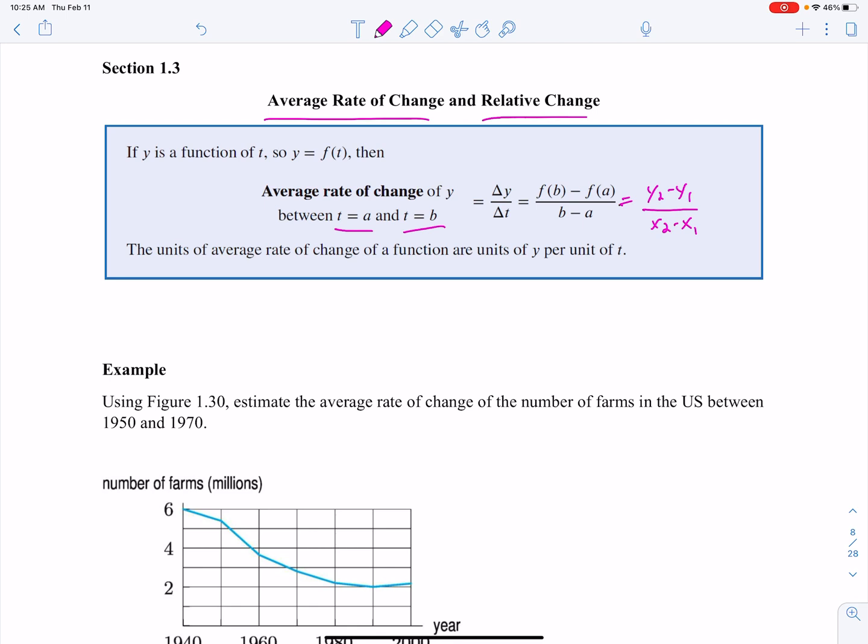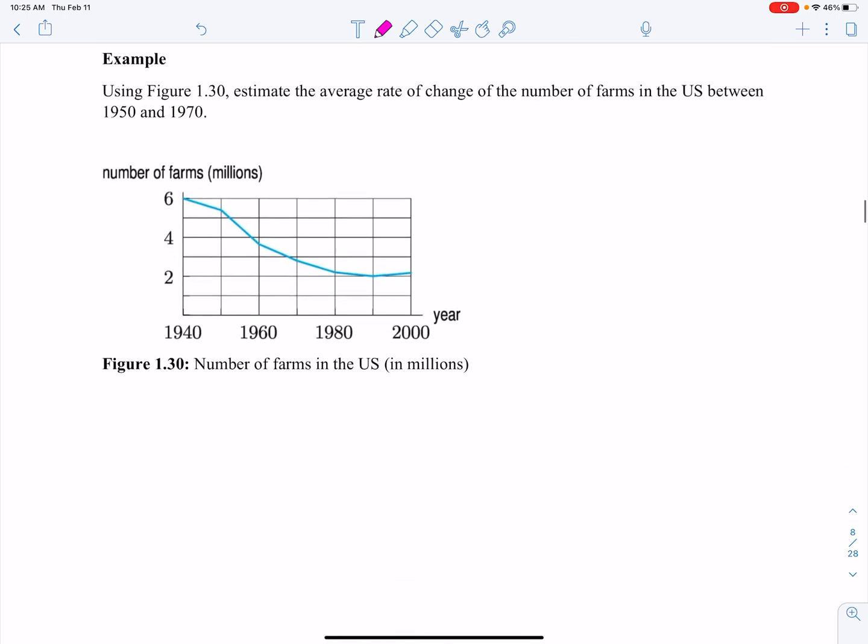The units of average rate of change of a function are units of y per unit of t. All right, so the top per unit of the bottom. All right, so here's an example. Using figure 1.30, this graph right here, estimate the average rate of change of the number of farms in the U.S. between 1950 and 1970.